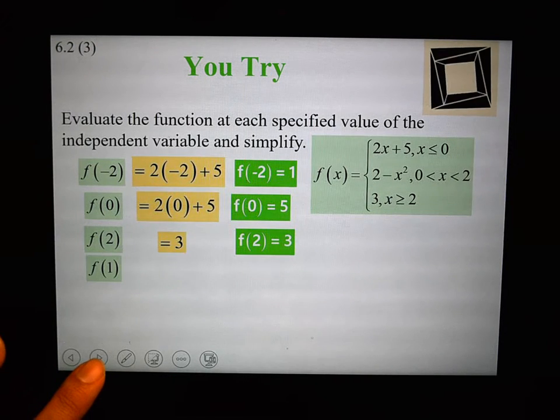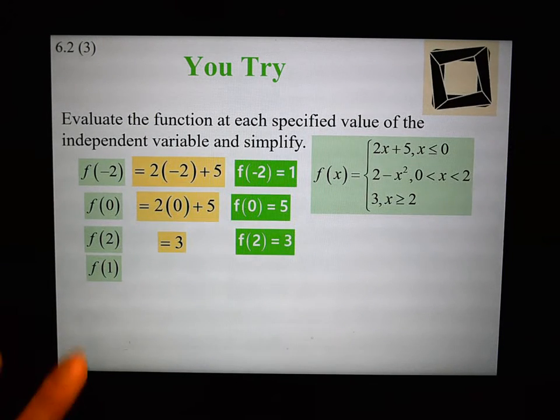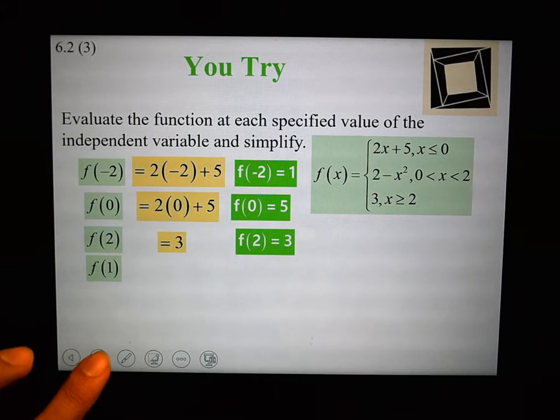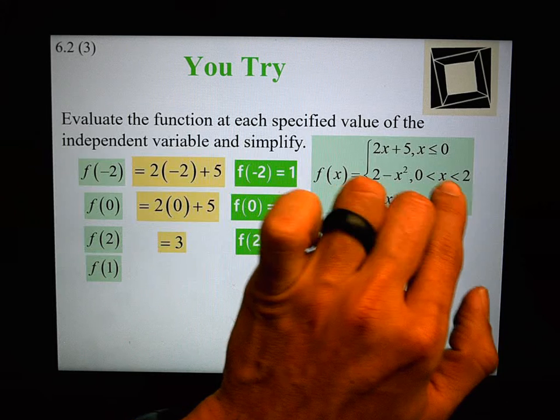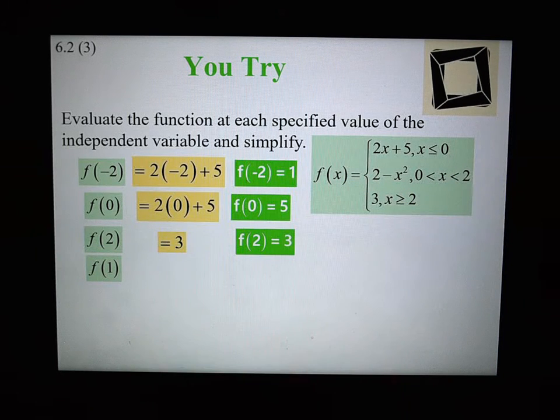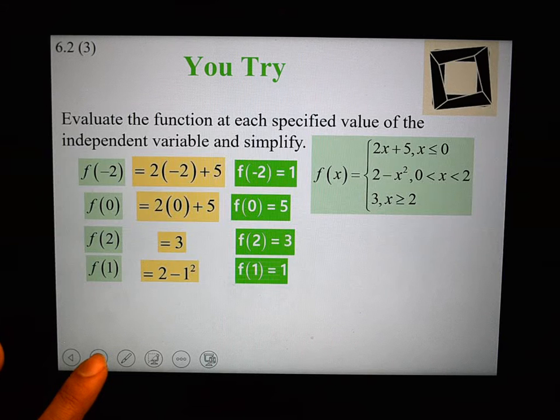F of 1. I think you're starting to get this. Plug it in. 1 is here, so it's not in those domains. It's only in this domain, so I only use this middle piece. Plugging it in, I can find that 2 minus 1 squared is 1. F of 1 is 1.